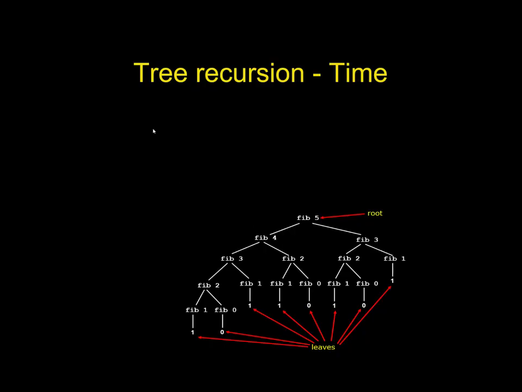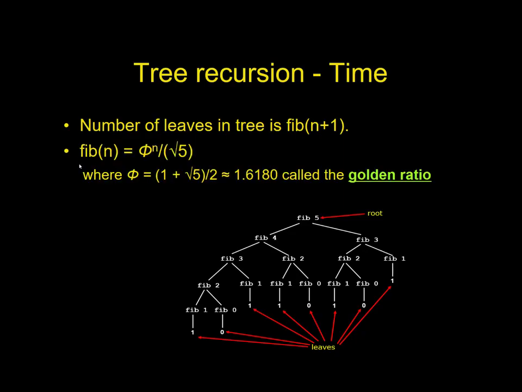The number of leaves in this case is actually Fibonacci n plus 1, which can be proven with mathematical induction. And Fibonacci number n is actually phi to the power of n divided by square root 5, where phi is actually (1 plus square root 5) divided by 2, and it is called the golden ratio. So the time taken is proportional to phi to the n, which is 1.618 to the n. So this is exponential in n.